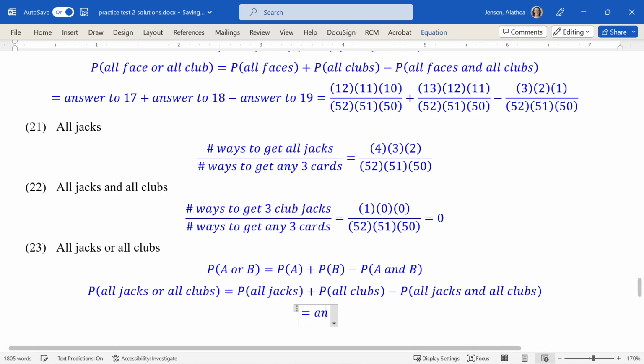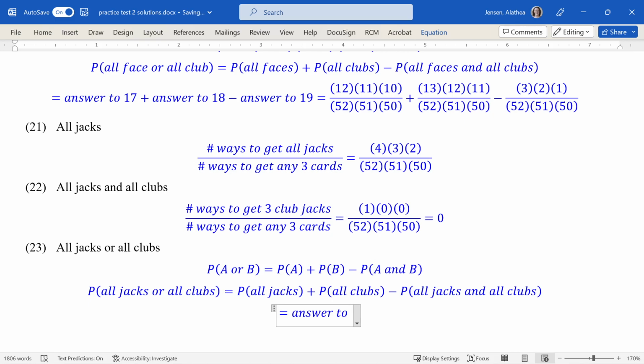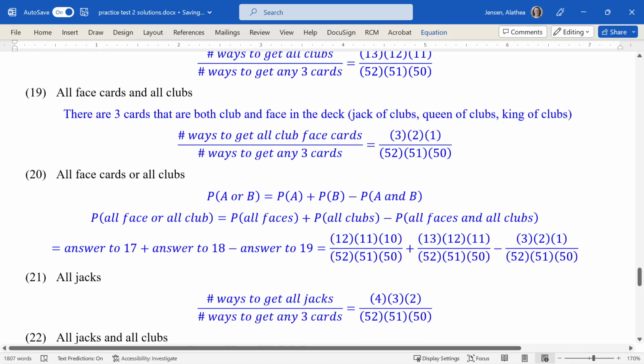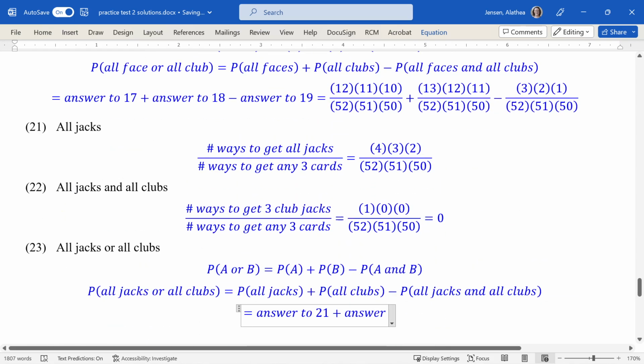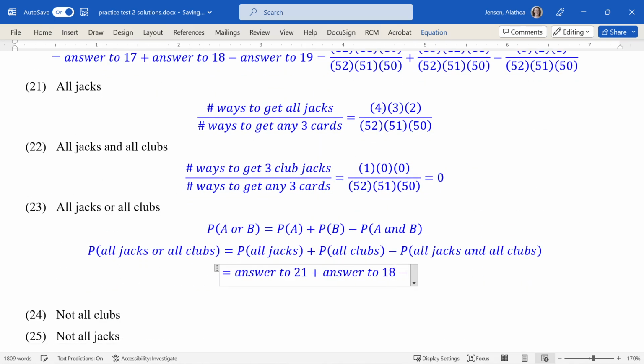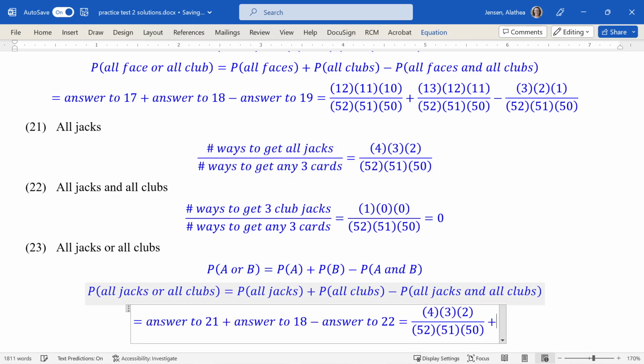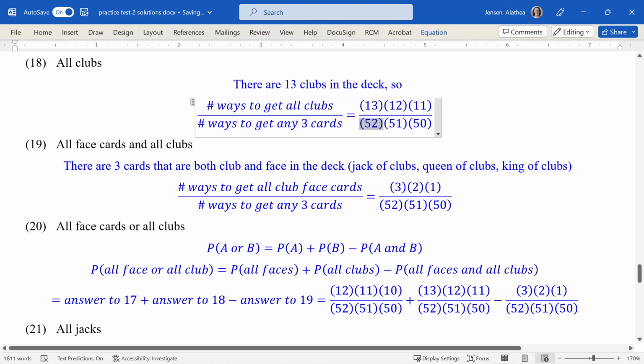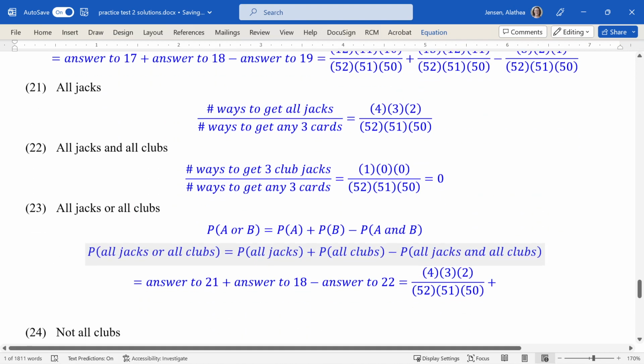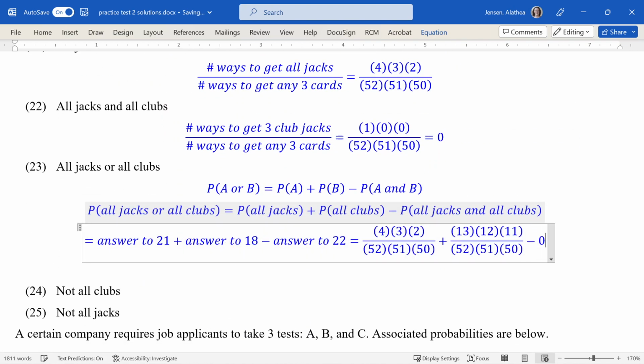This is going to be answer to 21 plus answer to, did we do this one, all clubs? Oh yeah, that was 18. And then minus answer to 22. Let me go ahead and put those in. So it was this one, plus 18, and then minus 0. And that is it.